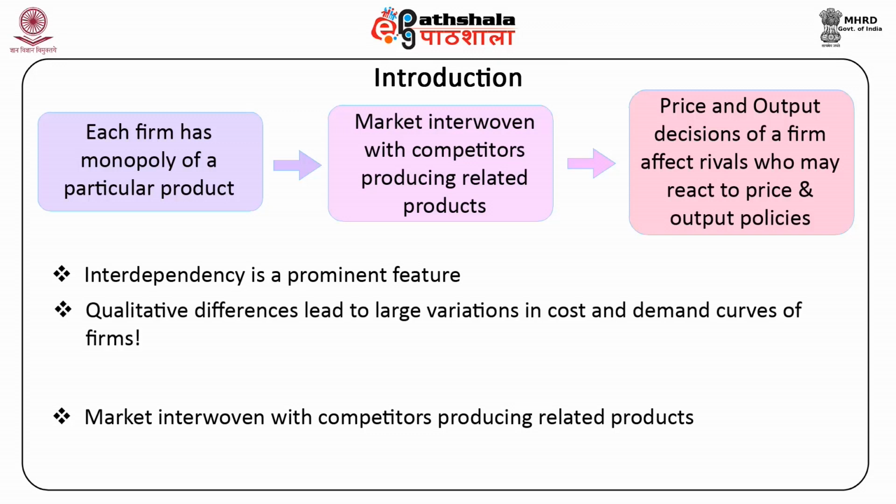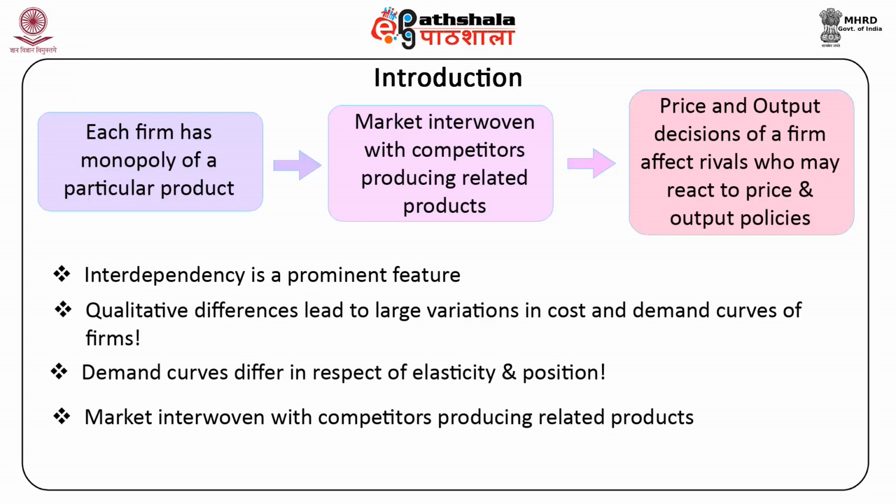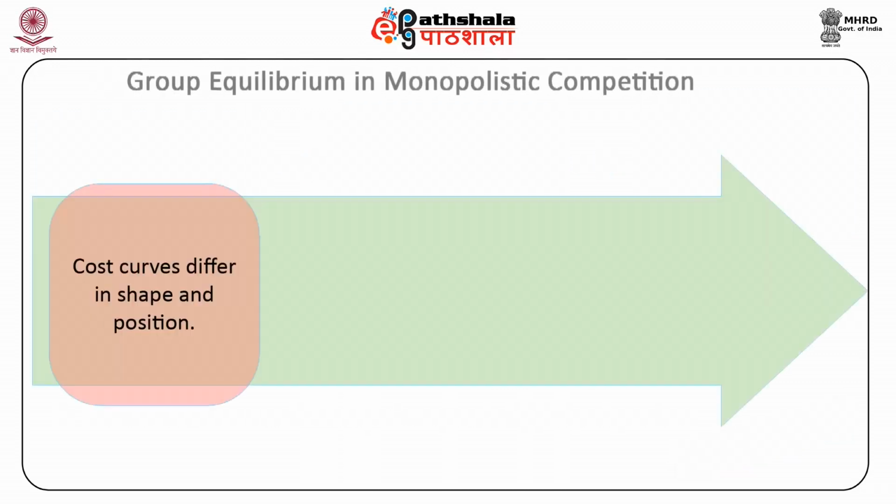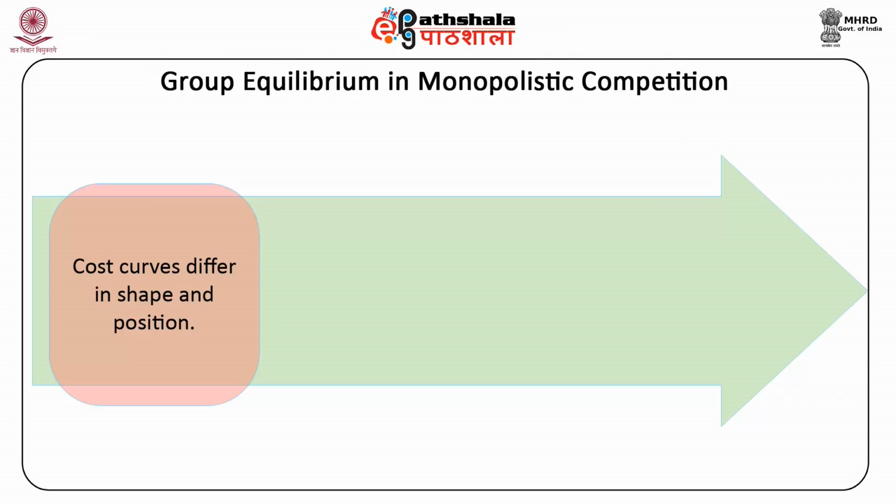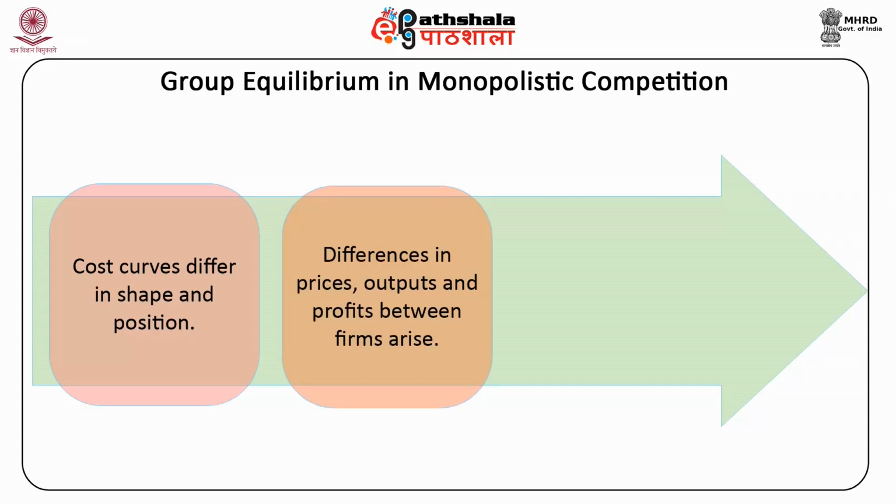The qualitative differences among the products lead to large variations in cost and demand curves of the various firms. The demand curves of the products of various firms differ in respect of elasticity as well as position. Similarly, cost curves of the various firms differ in respect of shape and position. As a result of these conditions, for each firm, there will be differences in prices, in outputs, and profits of the various firms in the group.